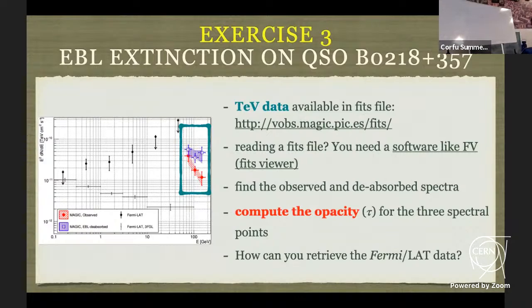Try to compare the numbers. Not the slope, the tau. No, it's not the slope. Observed, intrinsic, deabsorbed. They are simply related by e to the minus tau. How do you estimate e to the minus tau and therefore tau?